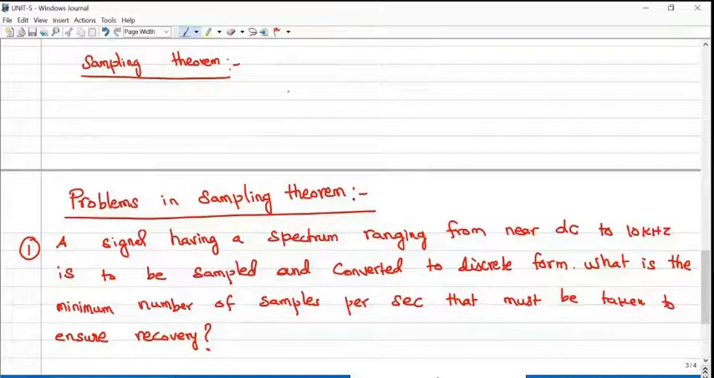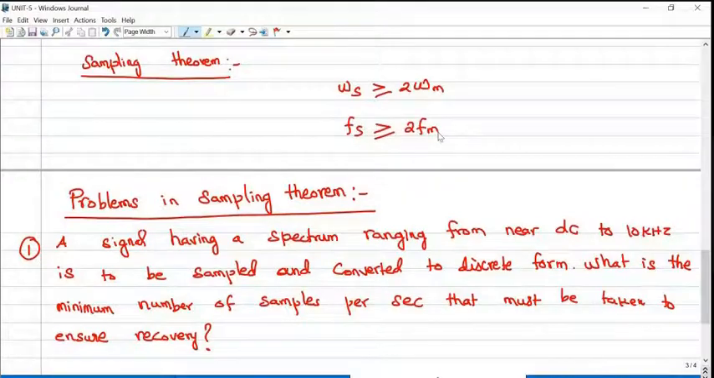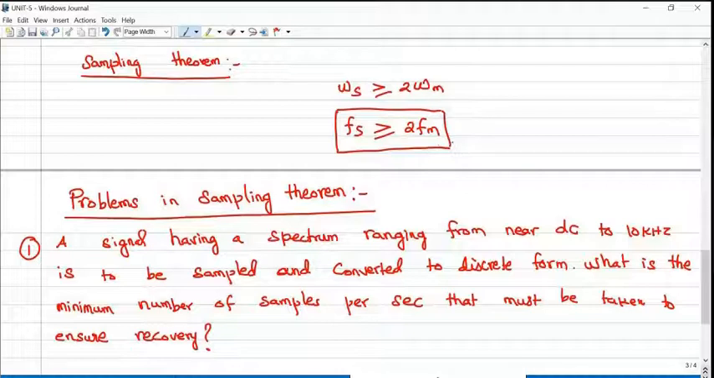After analyzing in the frequency domain using the continuous time Fourier transform, we concluded that omega s must be greater than or equal to 2 times omega m. Omega m represents the maximum frequency content in the source signal. So the sampling frequency must be greater than or equal to 2 times omega m, or fs must be greater than or equal to 2 times fm. This is called the sampling theorem or Nyquist sample rate.